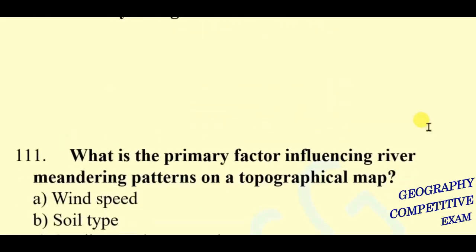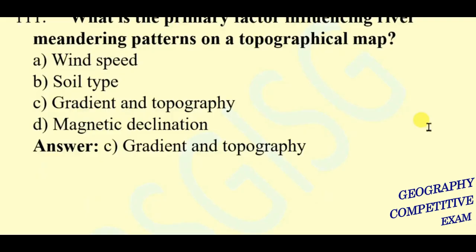Category: hydrological and river features. Question number 111. What is the primary factor influencing river meandering patterns on a topographical map? Wind speed, soil type, gradient and topography, magnetic declination. Here the right answer will be gradient and topography. Other things are not exactly or directly related to the river meander.